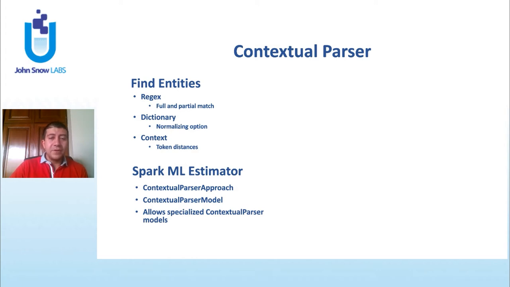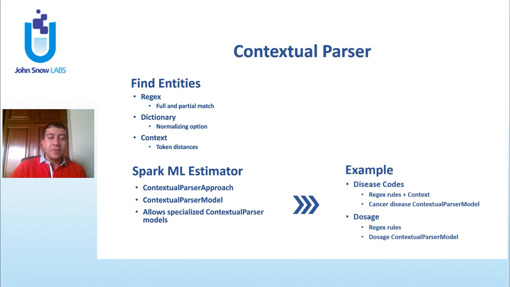This annotator is also a Spark NLP estimator, which means we will need to feed it using contextual parser approach and then produce a contextual parser model transformer. As an entity ruler, we define this way to let users have the option of defining specialized contextual parser models based on their requirements. So, for example, we could define a contextual parser to find disease codes of a particular disease, let's say cancer. Or we can also have a contextual parser to find dosages in clinical records.